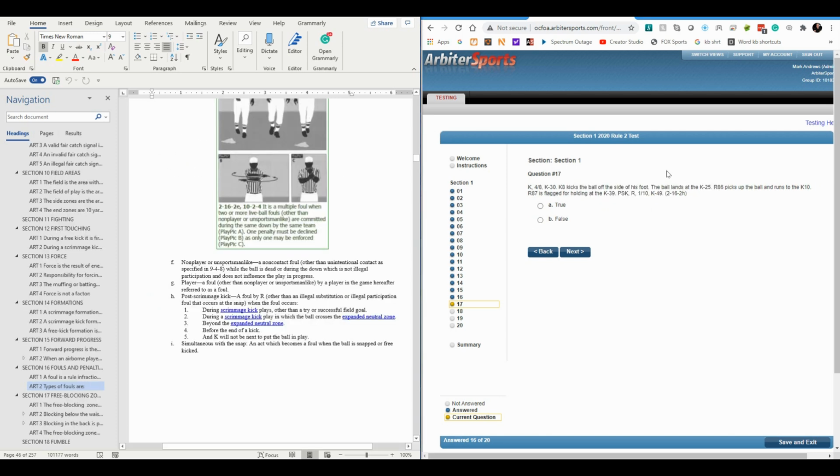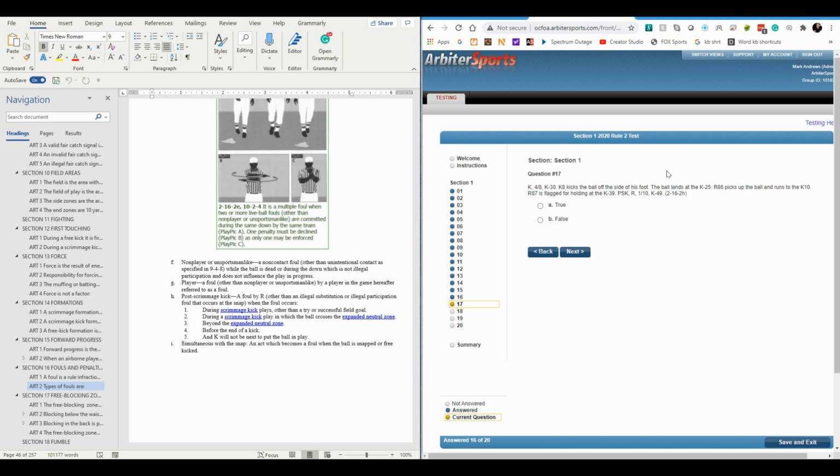Okay, question 17. K 4th and 8 from the K30, so the kicking team's on their own 30-yard line, kicks the ball off the side of his foot. The ball lands at the K25, so it's behind the line of scrimmage, right? R86 picks up the ball and runs to the K10. R87 is flagged for holding at the K39. PSK foul, R 1st and 10 at the K49.